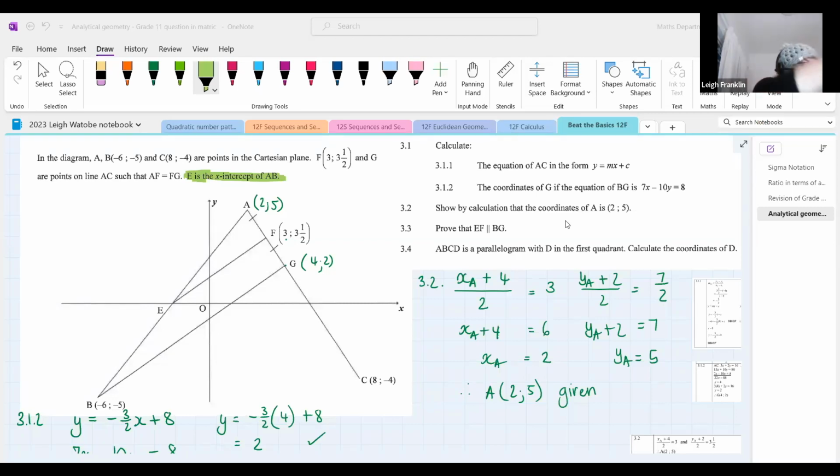When you get the equation of AB, just DM me your answers, okay, so that we can check that you guys are on the right track.